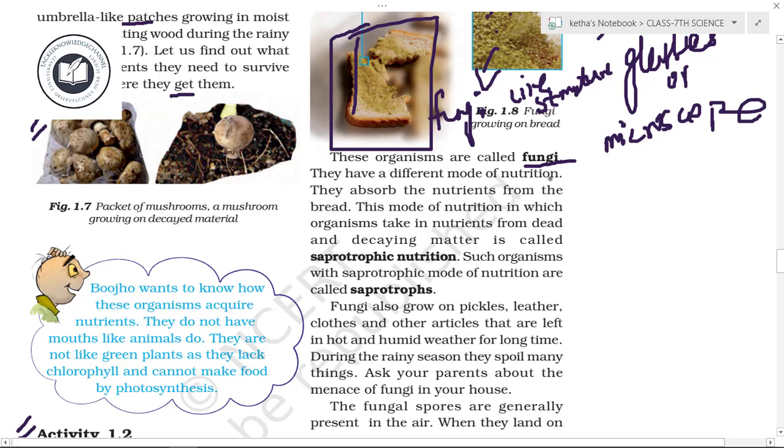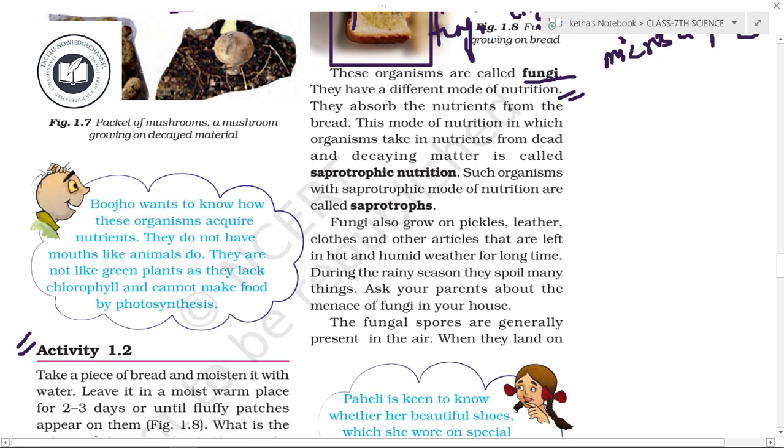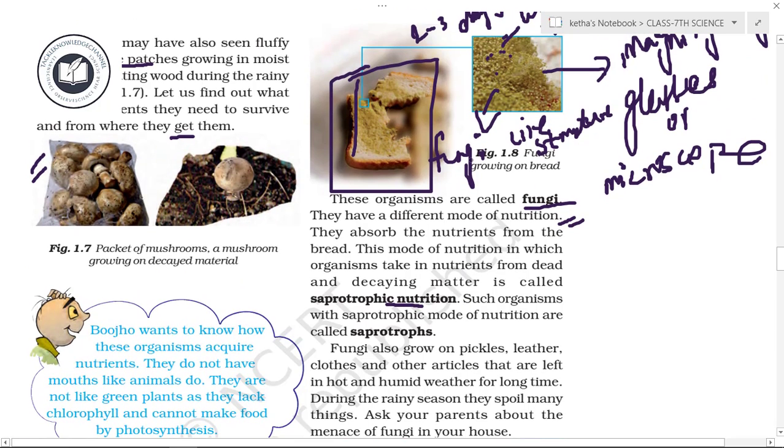They have a different mode of nutrition. Fungi have a different mode of nutrition. They absorb the nutrients from the bread. This mode of nutrition in which an organism takes in nutrients from dead and decaying matter is called saprotrophic nutrition. So to grow, the fungi absorbs the nutrients of the bread, and it is growing.